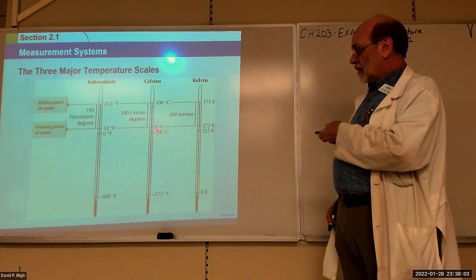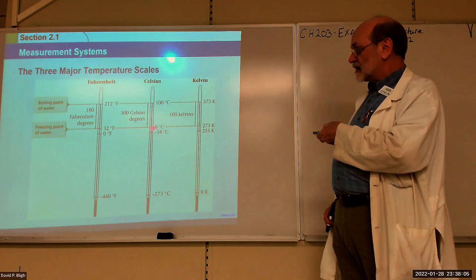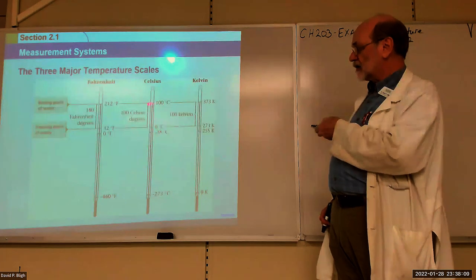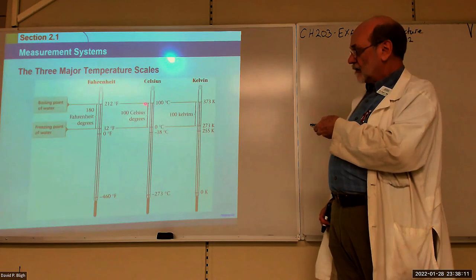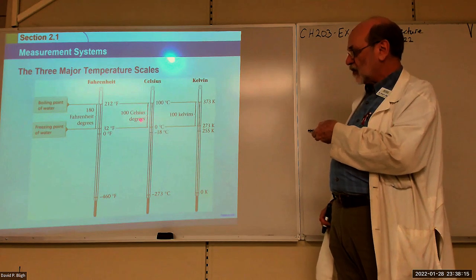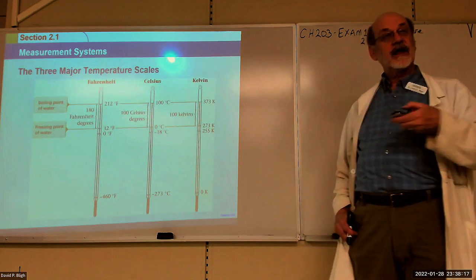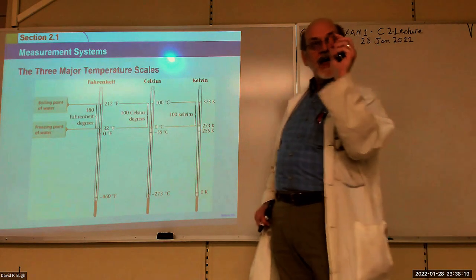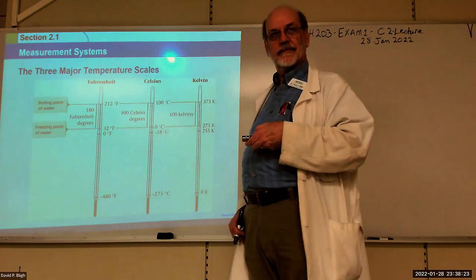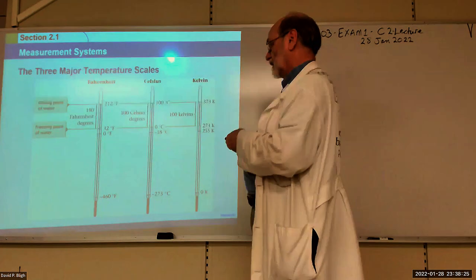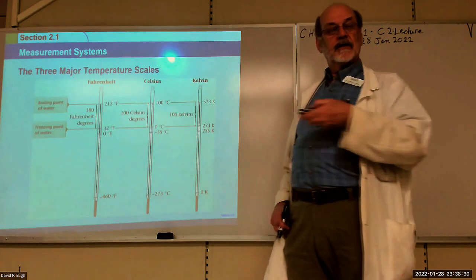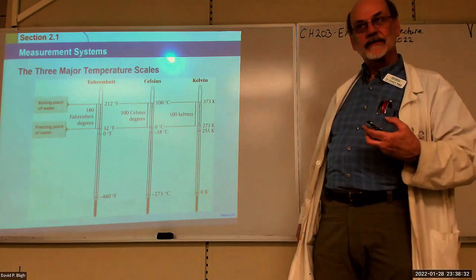So 32 in Fahrenheit is 0 degrees in Celsius, and 212 Fahrenheit is 100 degrees in Celsius. Well, the number of divisions in Celsius is only 100 between those points, whereas it's 180 for Fahrenheit. So that means the size of the unit for Fahrenheit is smaller than it is for Celsius, by 1.8, right? 180 divided by 100. So the ratio of the units is 1.8.